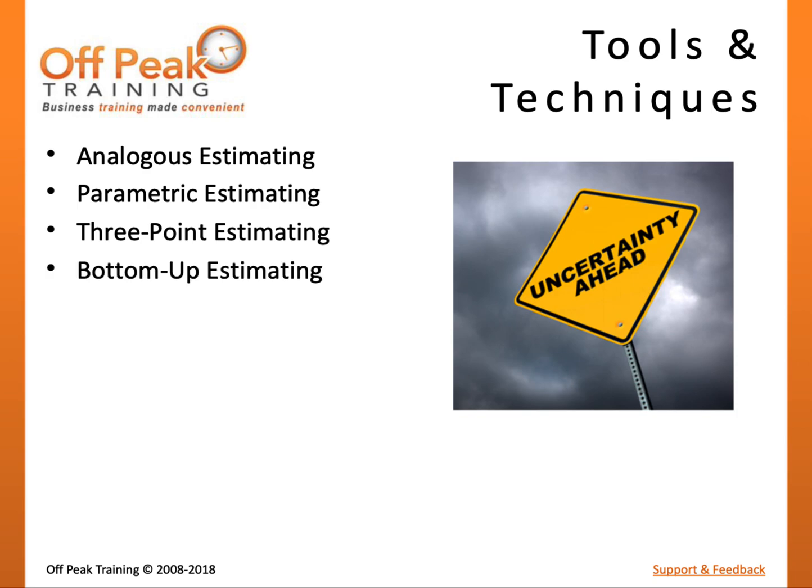Bottom-up estimating uses individual cost estimates for the smallest level of detail and aggregates them up to higher levels. For example, an activity can be broken down into smaller tasks. The cost of each task may be estimated, then added together to find the estimated cost of the activity.